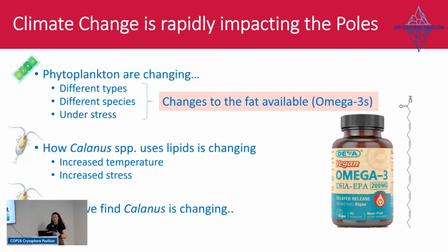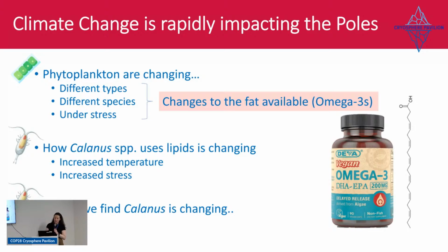So for the phytoplankton, the organisms that produce all of those fats, they're changing. We're seeing different types, different species, and also these phytoplankton are under stress. And that changes their ability to produce the amount of omega-3s that calanus and the rest of the food web rely on. How calanus uses its lipids is also changing. So as the temperatures increase and calanus experiences more stress, it may not be able to accumulate as much lipid as before. And so it being this really energy-rich and nutritious food source is changing slightly too.